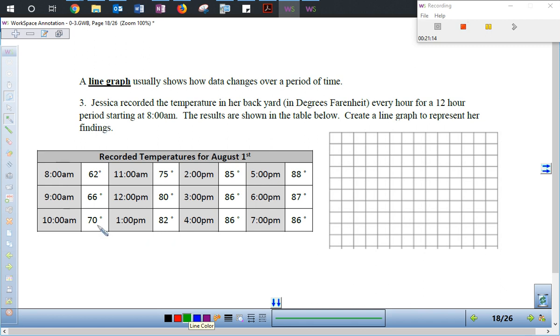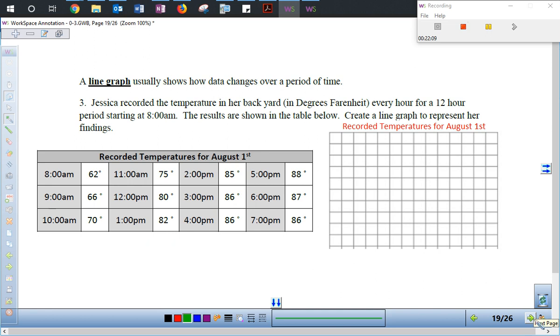So if you'll see here, we've got a graph here, a table, and it says this table is showing the recorded temperatures for August 1st. At 8 a.m. it was 62 degrees, at 9 a.m. it was 66 degrees, and you can see as time goes on what's happening to the temperature. So we want to take this information and make a line graph out of it. The first thing that we need to do is create a title, and what's awesome is they already have a title in this table for us, so I say we just take that title and transfer it directly over to the graph, and we can say that it is recorded temperatures for August 1st. Don't forget to capitalize the correct letters.